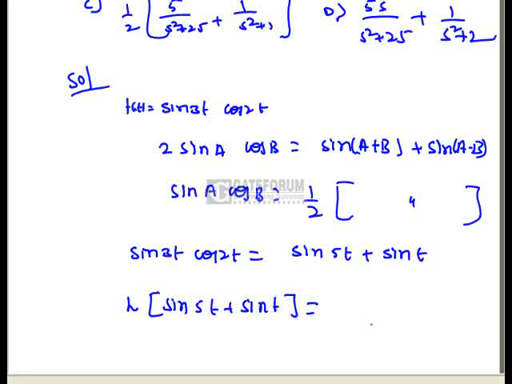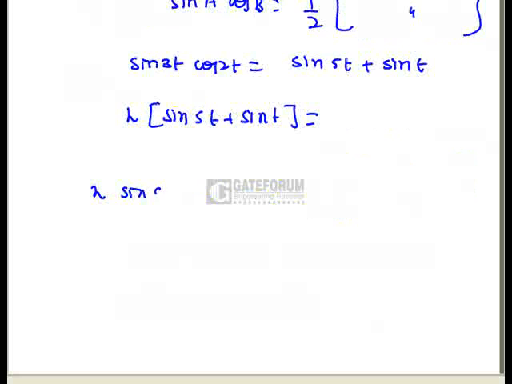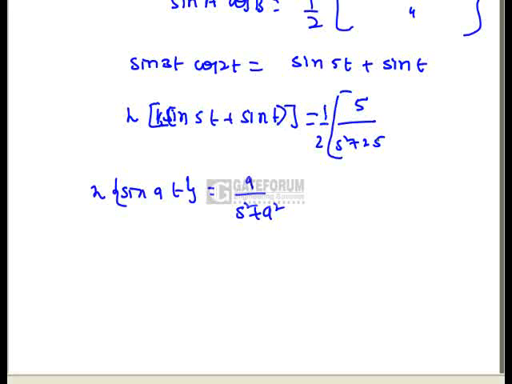We know that the Laplace transform of sine at equals a by s square plus a square. With the help of this formula, we find the Laplace transform of this. This is equal to 5 by s square plus 25. Here 1 by 2 is there, right? So 1 by 2 times 5 by s square plus 25, plus, now the Laplace transform of sine t is 1 by s square plus 1.